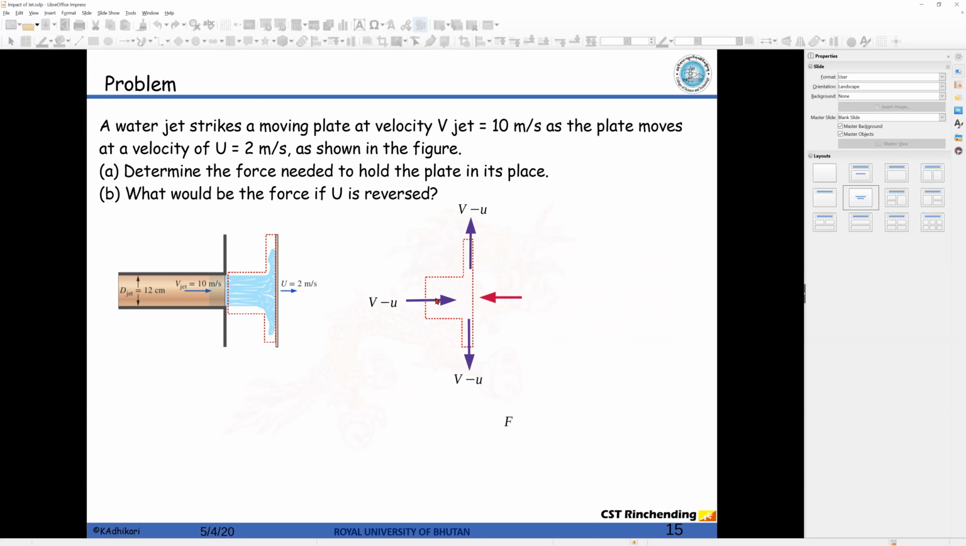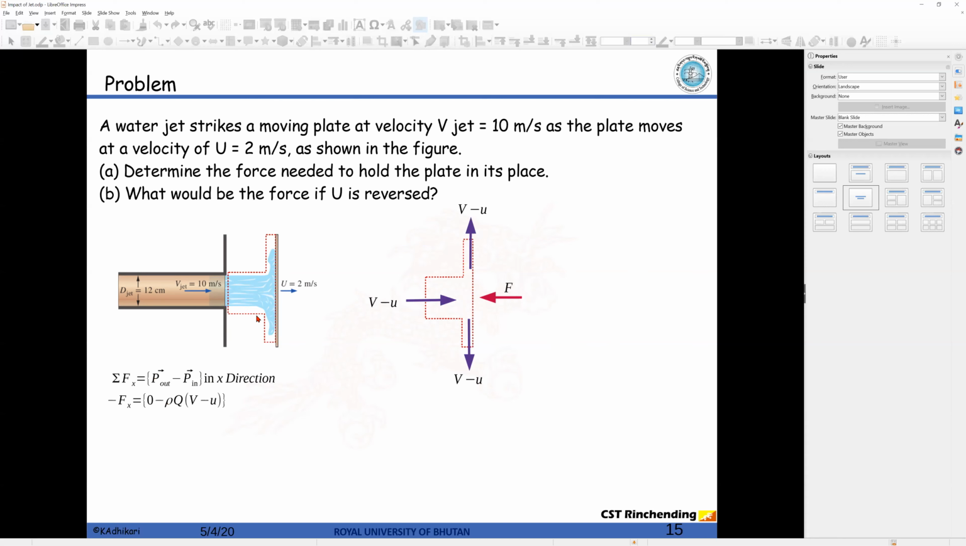And similarly, we have also studied this: the force is nothing but the momentum flux going out of the system minus the momentum flux coming into the system, which is the change in momentum that gives the force applied, right? So let's substitute the value. Minus x is because the force is in the opposite direction. This is the force that the plate is applying towards the jet. The force offered by the plate to the jet is minus F.